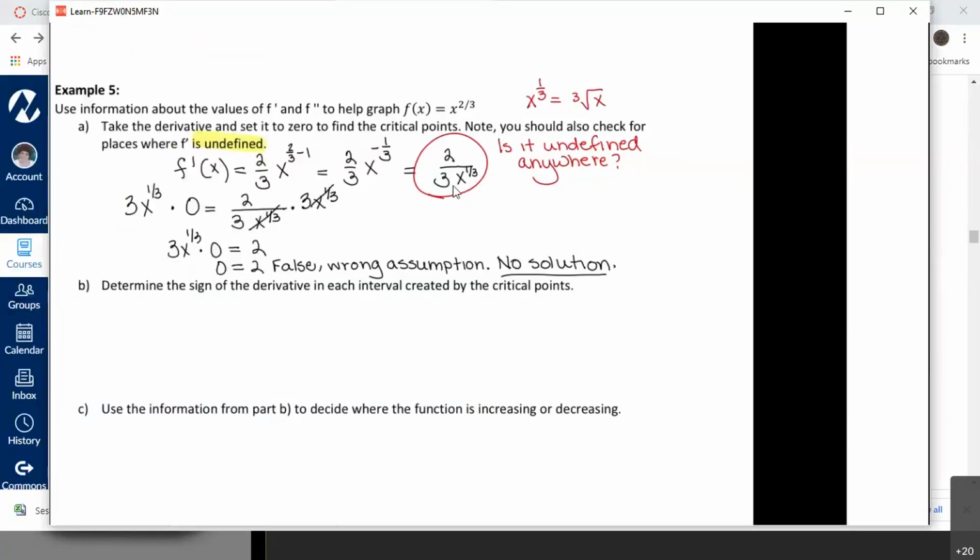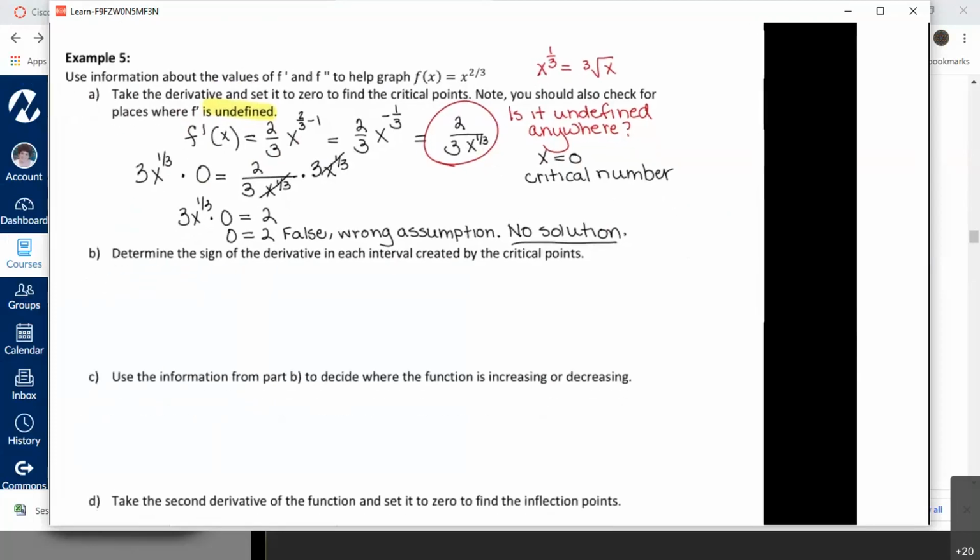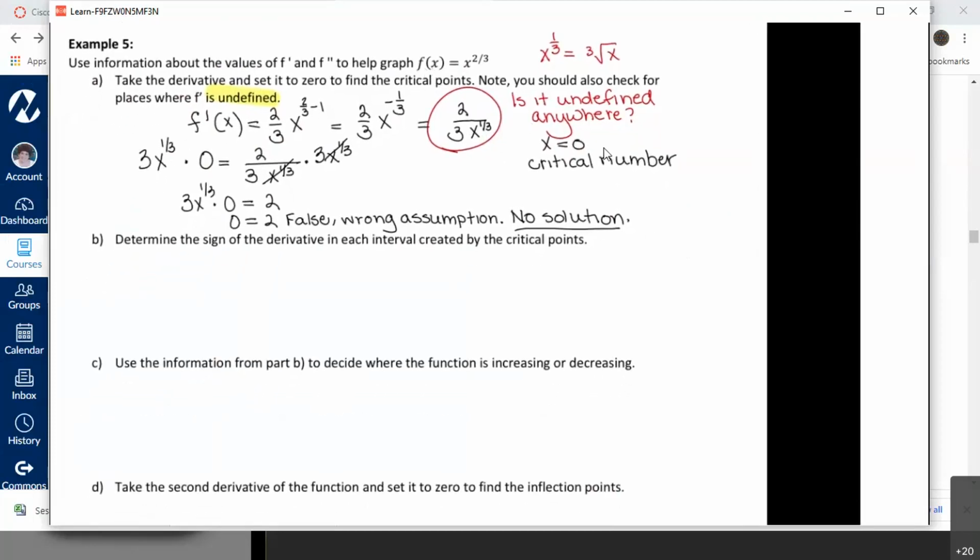Okay, so you can see if I take the cube root of 0, I'm going to have 0 here times 3. That's still 0. So this is undefined when x equals 0. Believe it or not, this is a critical number. Okay? And if you put 0 into your original function, you can see your critical point will have an x value of 0.